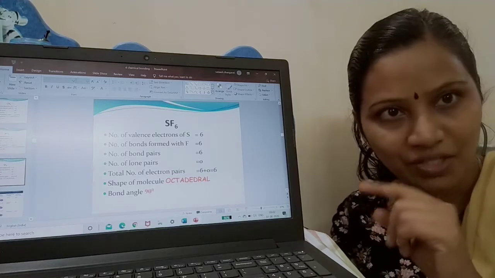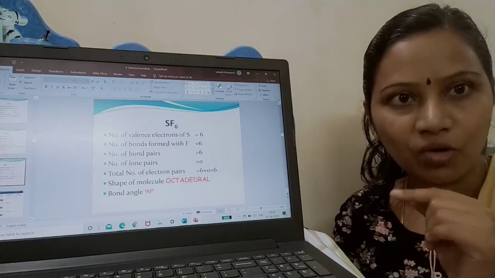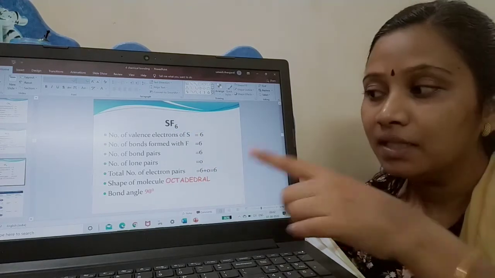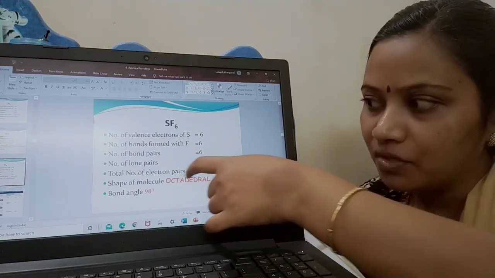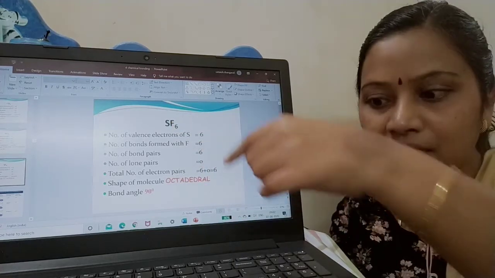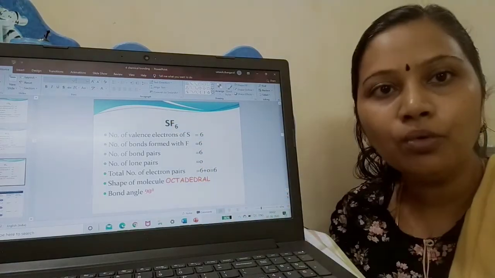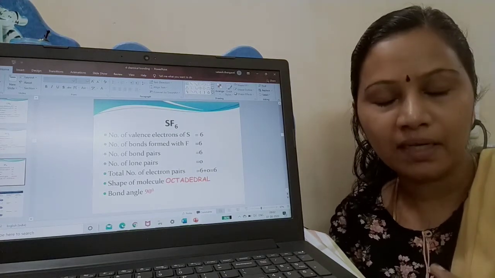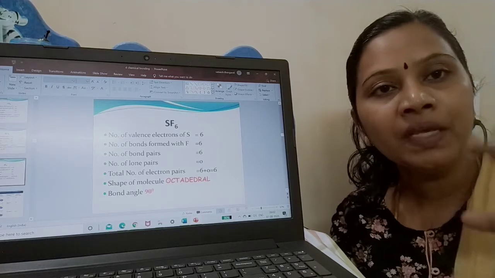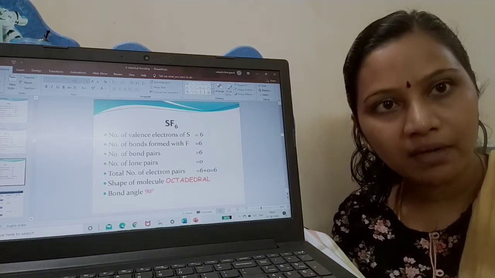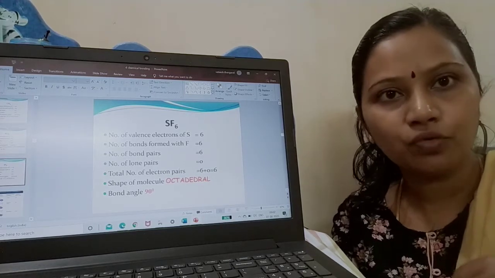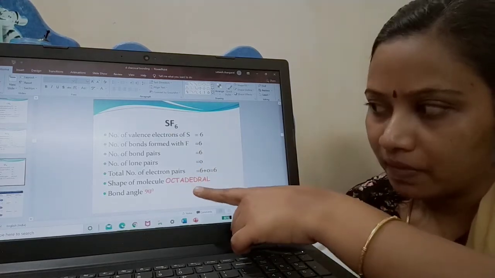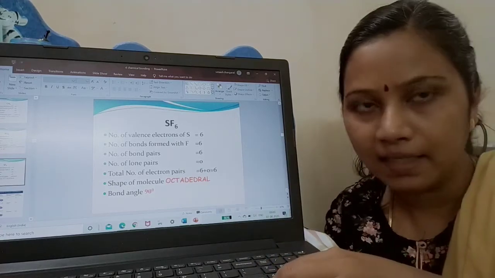Don't get confused. Generally octa represents 8, but here I am talking about 6. So don't get confused with this. The geometry I am telling you is completely different from that. I am only helping you to remember. Since it is 3, I told you trigonal planar. Since it is 4, I told you tetrahedral. For 5, for remembrance, I told you it is trigonal as well as bipyramidal, 3 plus 2, 5. SF6 structure will be octahedral, whose bond angle is 90 degrees.